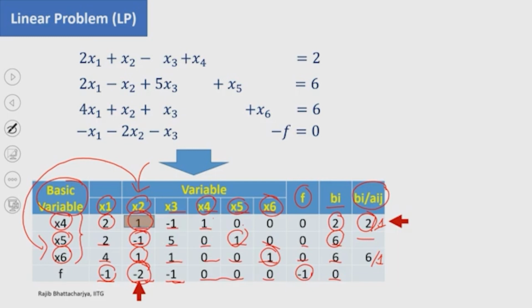So, if this is the pivoting element, then x2 will come here, that means x2 will replace x4. So, x4 will leave the basis. So, x4 will no longer be a basic variable. Now, x2 will be a basic variable, that means x2, x5 and x6 will be basic variables, and the other variables will be non-basic variables.